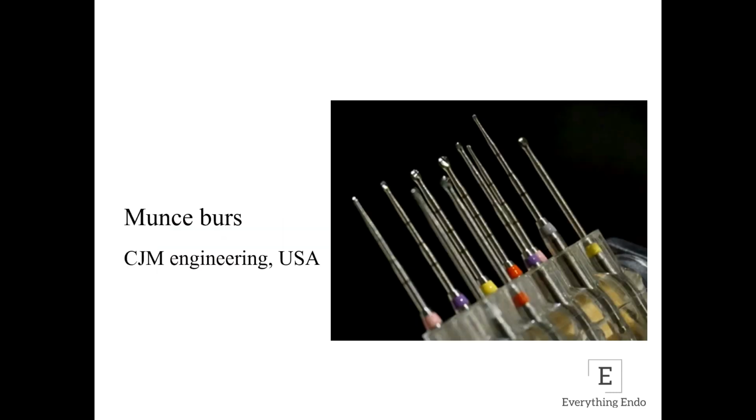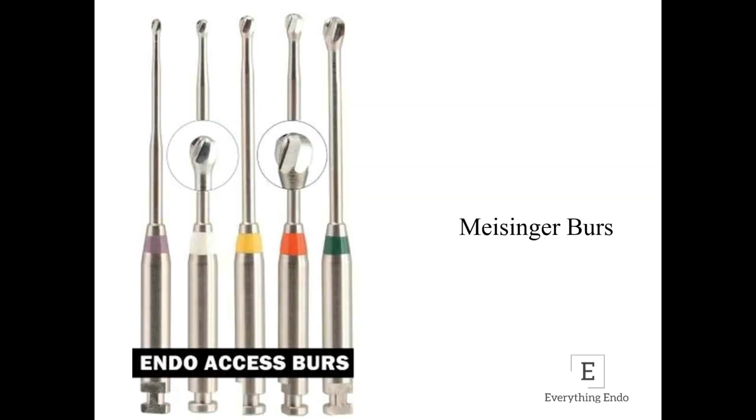The next most important thing you can invest in are the Munce burs. These Munce burs are nothing but long neck burs which can be used to drill out calcifications, pores, and also to trough out these MB2 canals. These are not very commonly available in India. So alternatively, you might want to consider these Mani Maysinger burs. We get them a lot here, and these can be used interchangeably as well instead of the Munce burs.